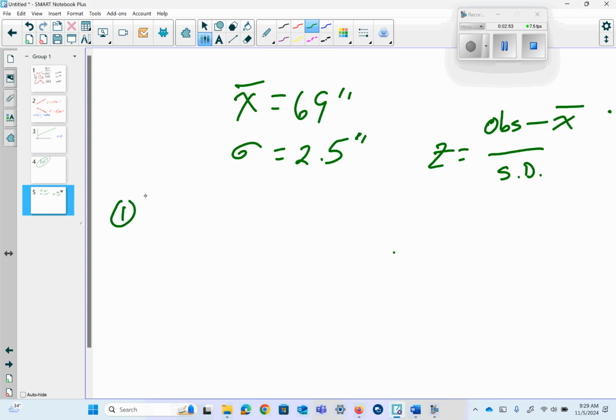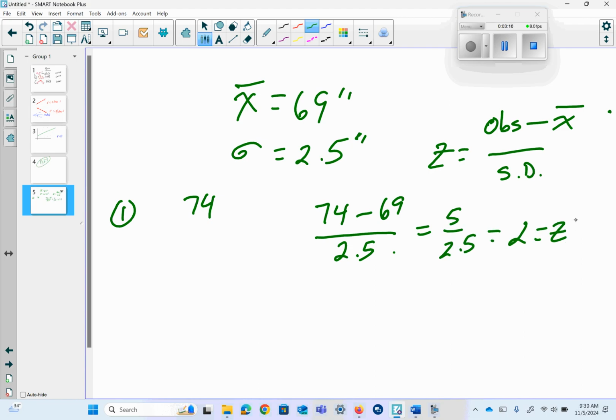Okay, so problem number 1, they talk about Jim Carrey, who is 74. They want to know what his z-score is. So I'm going to take the observed 74, I'm going to subtract the mean, and it's going to be over the standard deviation. So I'm just using a calculator here. 74 minus 69 is 5. 5 divided by 2.5 is 2. So Jim Carrey has a z-score of 2, which means he is basically 2 standard deviations taller than the average male in the United States.